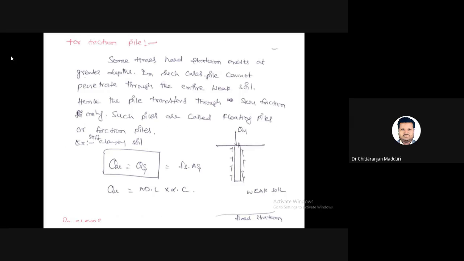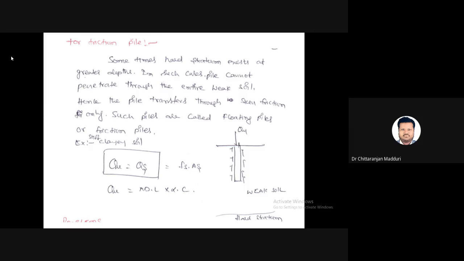The second type is friction piles. Sometimes a hard stratum exists at a greater depth. In such cases, the pile cannot penetrate through the entire weak soil, hence the pile transfers load through skin friction only. Such piles are called floating piles or friction piles. When the hard stratum is situated at a greater depth, the pile extends only to some limited depth. In such a case, the pile is known as a friction pile. The load applied on the pile is taken only by skin friction between the pile and soil.